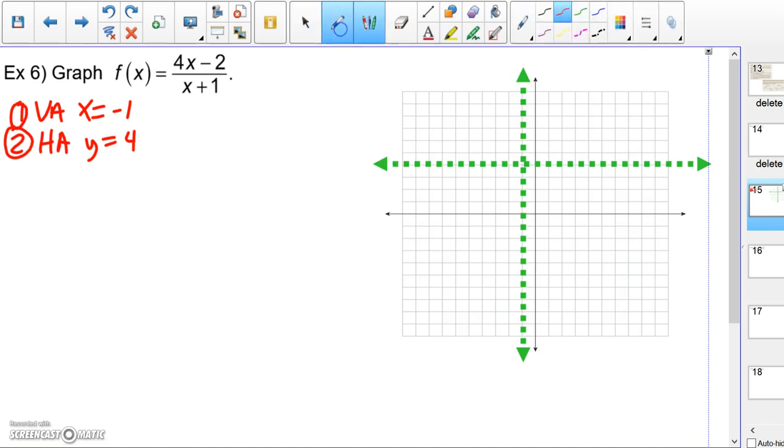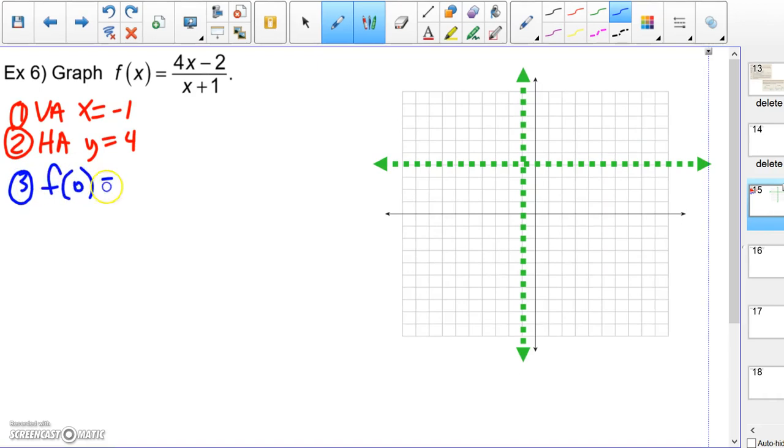Okay, step 3. Plug in 0. F of 0. If you plug in 0, you're going to get -2. So we've got the point 0, -2 right there. Step 4.